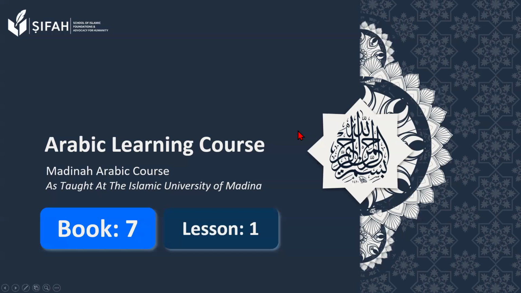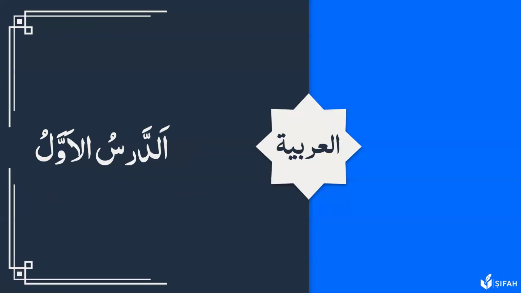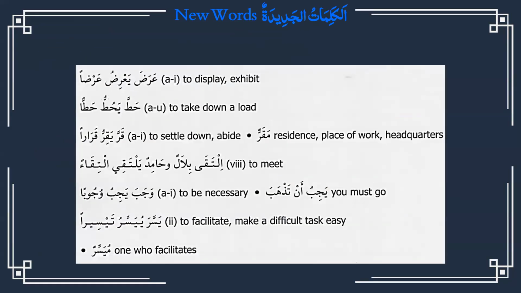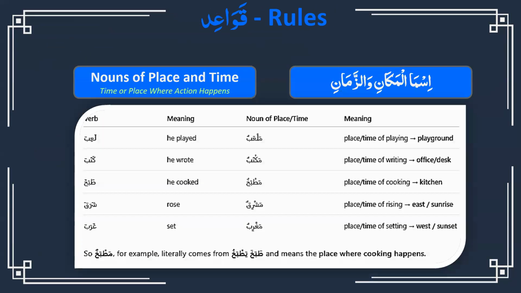Okay, this is your book 7, lesson 1. This is part B, by the way. So I'm just going to go through quickly directly to where we were. Just keep in mind that the last time we learned two things, which is Ismal Makan wa Zaman, the nouns of the place and the time. For example, Mal'abun. It's a place which is called a playground. So this is a noun of place.